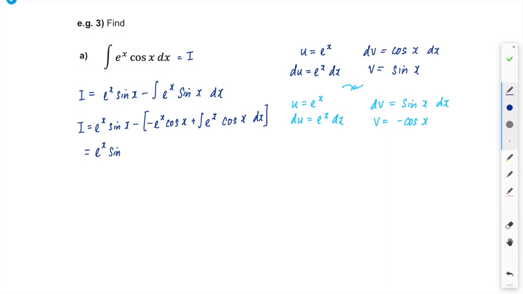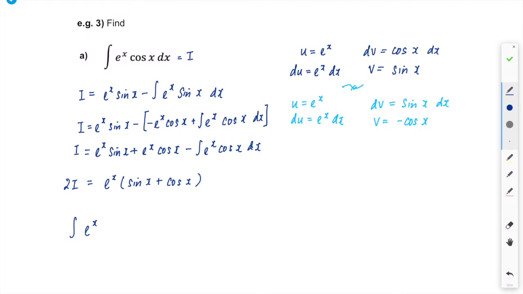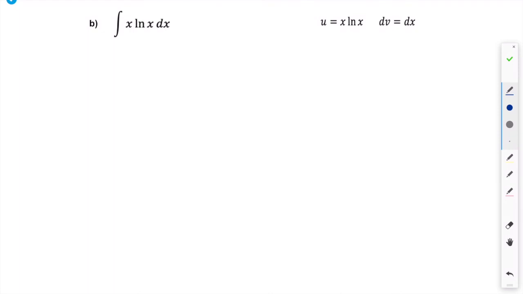So we have e to the x sine x plus e to the x cos x minus the integral of e to the x cos x dx, which happens to be I. So that means I have 2I equals e to the x sine x plus e to the x cos x, meaning that the integral of e to the x cos x dx must be e to the x over 2 times sine x plus cos x plus c, okay, with the integration constant.